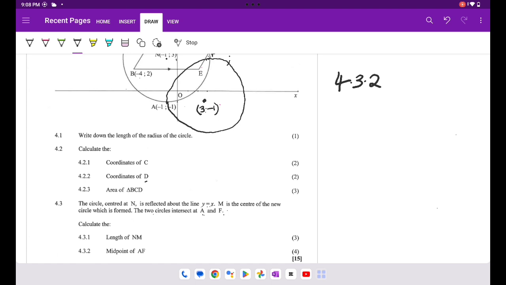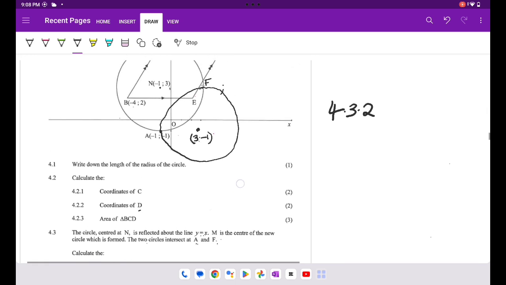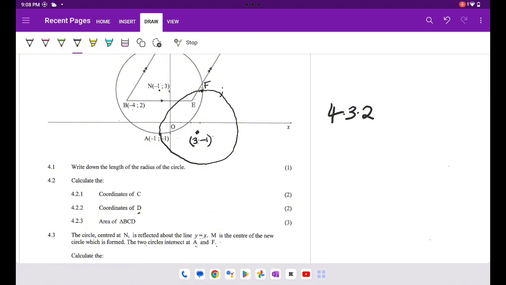4.3.2. We now want to calculate the midpoint of AF. Now, remember, they said this circle is reflected about the line y equals x. So that is why this circle will be drawn like this. Then the center, we said, is (3, -1). So they are touching at A and at F. If you look at this, the coordinates of A here is (-1, -1). So it's the same there.